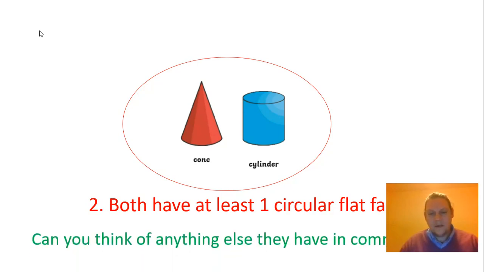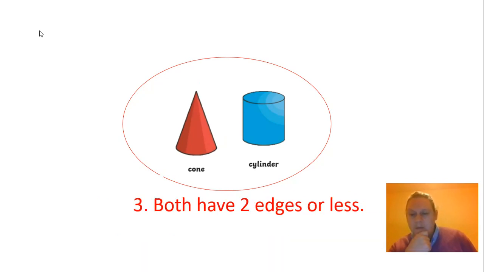Can you think of anything else that they have in common? Let's see, what else can we say? They've both got two edges or less. On a cylinder, we've got a circular edge at the top and then a circular edge at the bottom. And then on our cone, we've got a circular edge at the bottom. So both have two edges or less. We've got fewer for the cone, and we've got two edges on our cylinder.